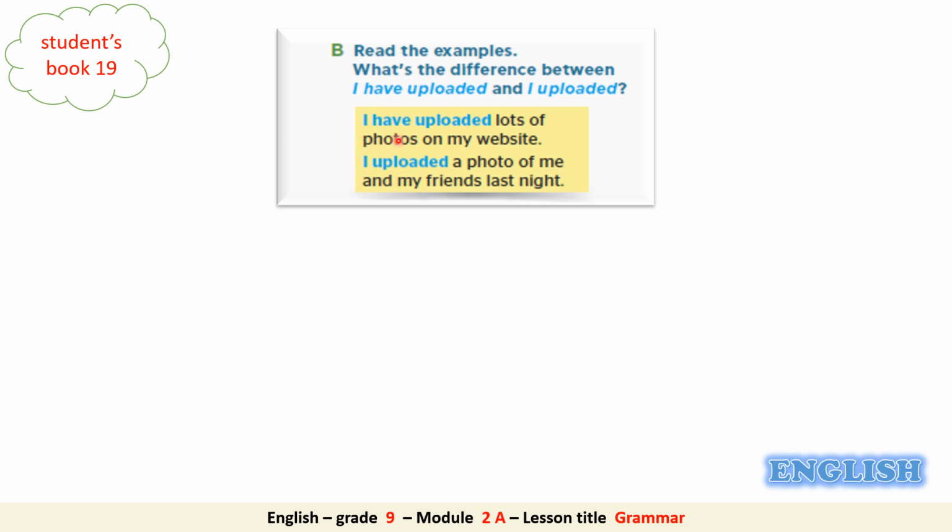Excellent. In the first sentence, I have uploaded lots of photos on my website. This tense is present perfect simple. It shows the result of an action that happened in the past. The action that happened in the past is having uploaded lots of photos. The result is that you can see the photos on the website now. So it's a result of something that happened in the past, so we use present perfect simple.